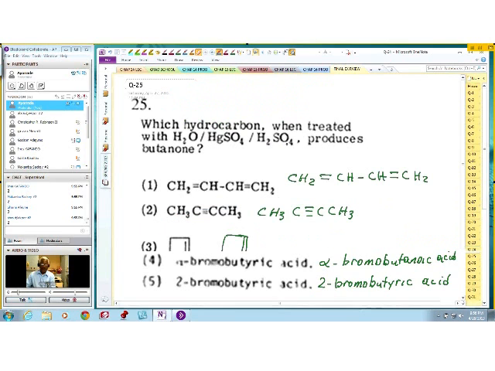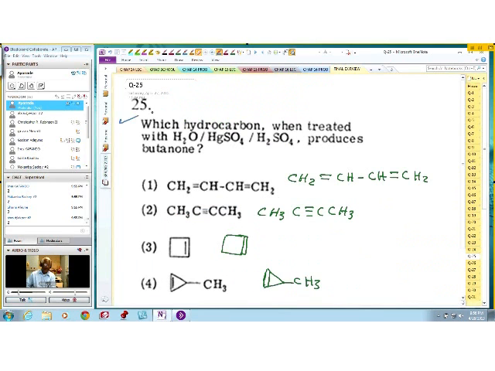Which hydrocarbon, when treated with H2O and the following, produces butanol?